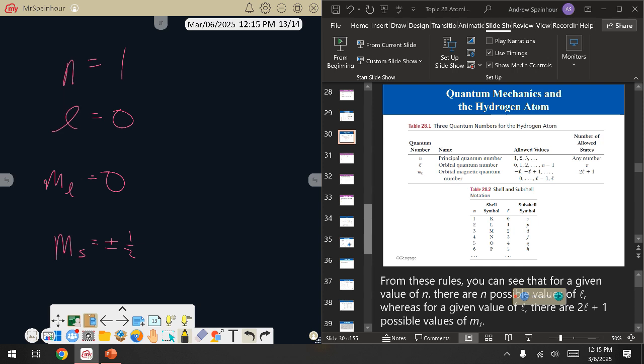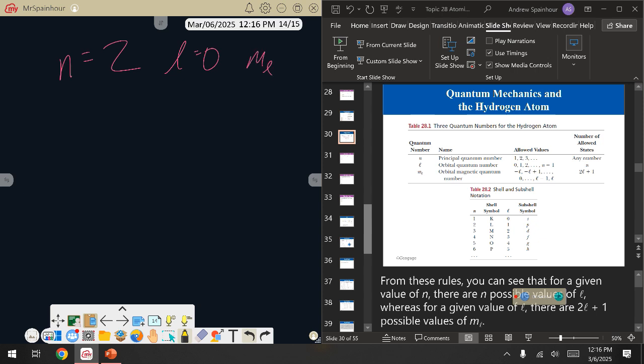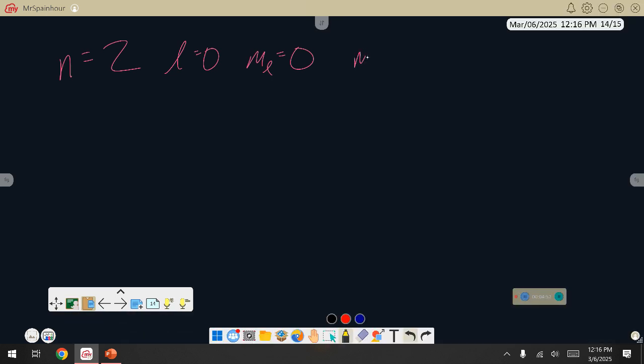Okay? If, let's go to another page, n equals 2. If n equals 2, I'm going to write out all of the possible options from left to right here. I could say n equals 2. Well, the first option is that L equals 0, because I'm going to go again from L is 0 to n minus 1. So I could go to 0. Now, if L is 0, then ML also has to be 0 because it stretches from negative L to positive L. And finally, the spin is plus or minus 1/2.